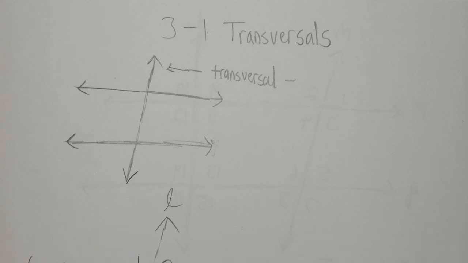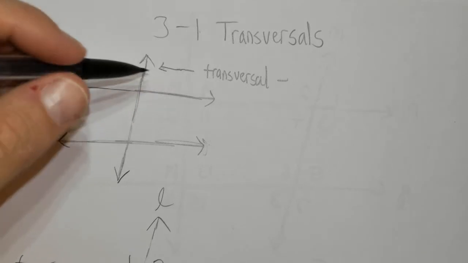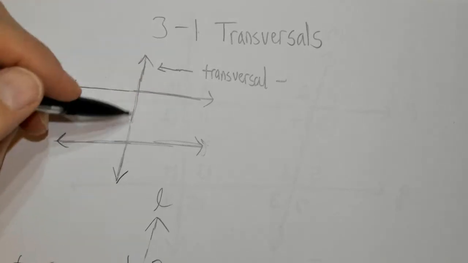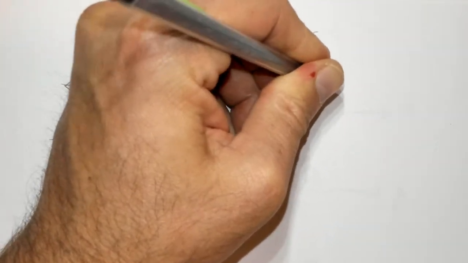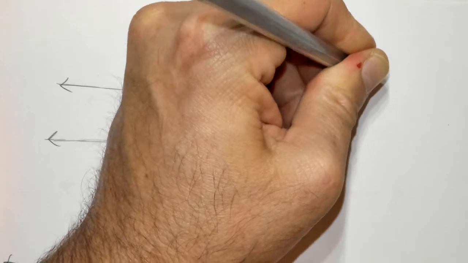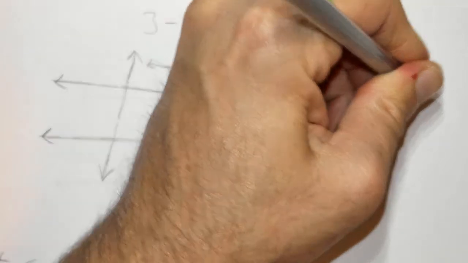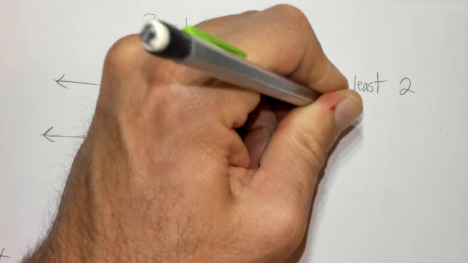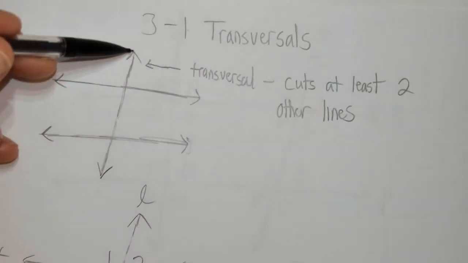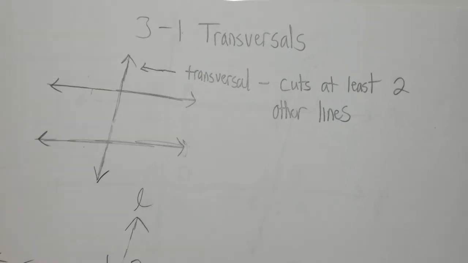Okay, we're starting on a new unit today, and in 3-1 our topic is going to be transversals. So let's start by defining that word transversal. A transversal is a line, and what it does is it cuts at least two other lines. Notice this line is being identified as the transversal because it cuts these two lines.